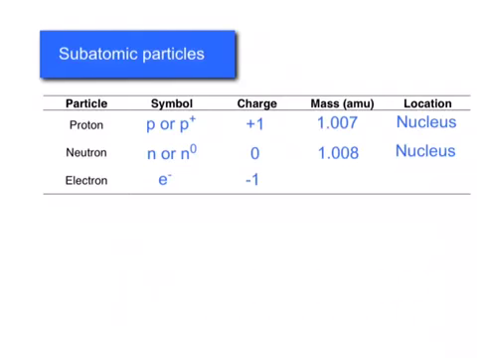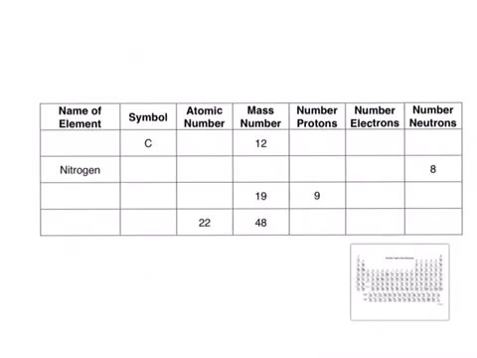Okay, and the mass of the electron is 0.00055 atomic mass units. So very, very small. In fact, we usually assume that the electron has no mass relative to everything else that's in the atom. And we know that the electrons move around the nucleus. Okay, so those are the subatomic particles. Now I'm going to show you how to use the periodic table to figure out the number of each of the subatomic particles that are in each atom.